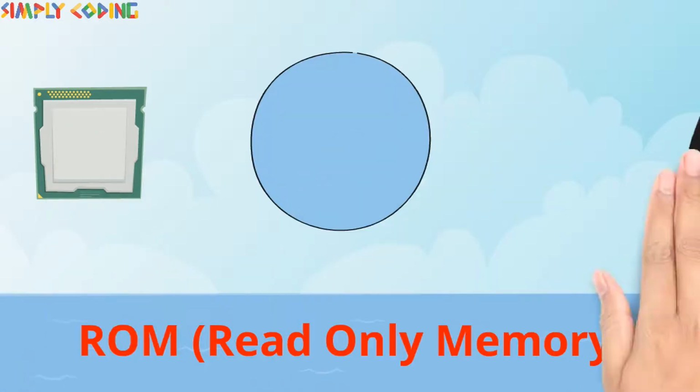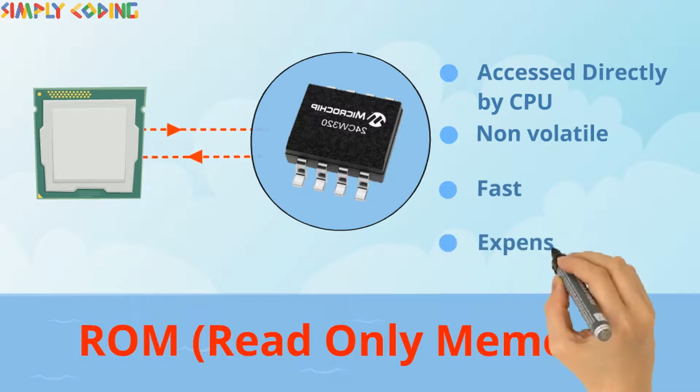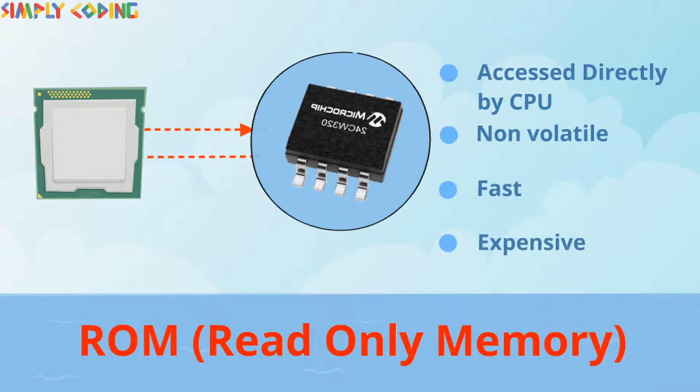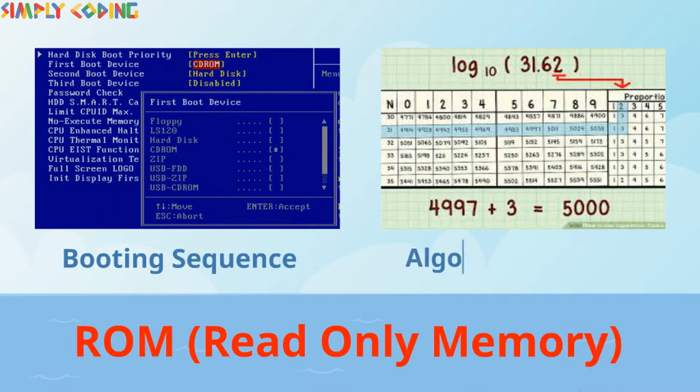ROM stands for read-only memory. It can be read only by the processor and it retains its data even after power is switched off. New data cannot be written on ROM, so typically it has information written during the manufacturing phase itself. Due to this limitation, it contains fixed information like the booting sequence of a computer or algorithmic tables for mathematical applications.